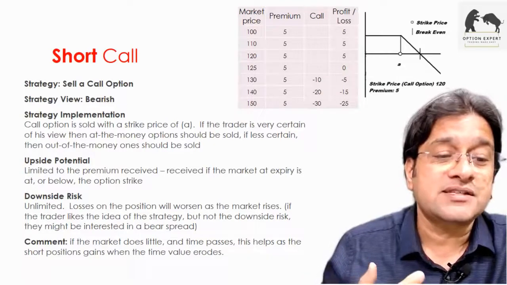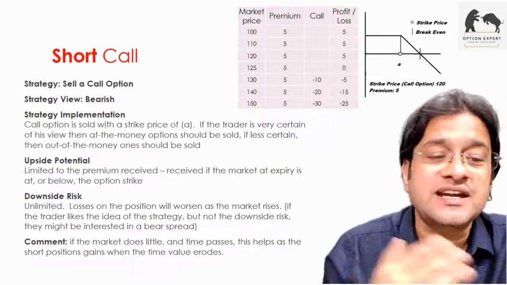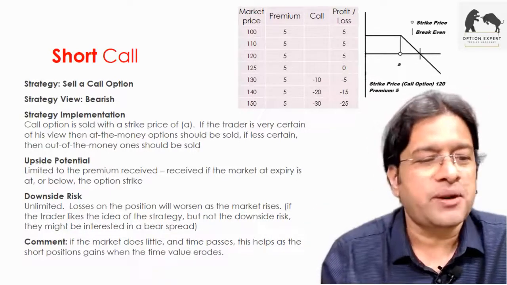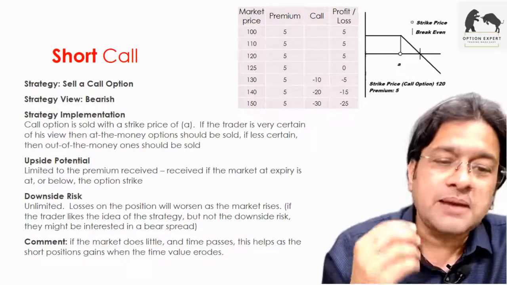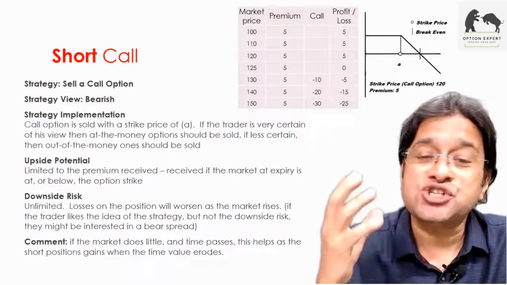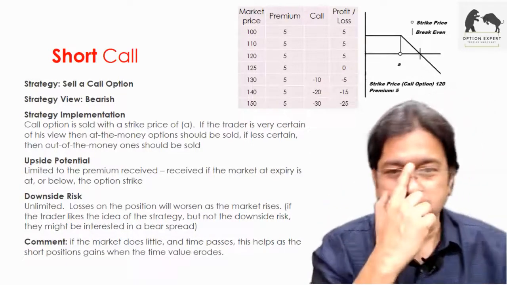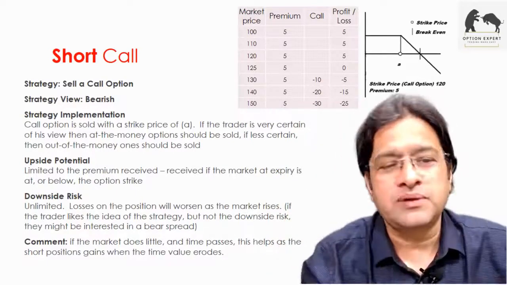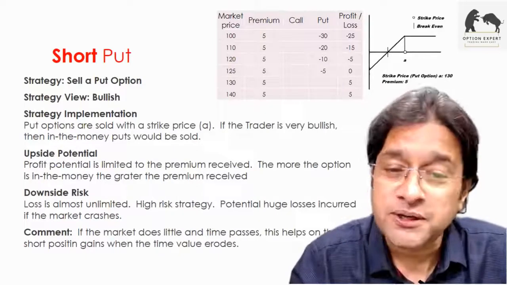If the trader thinks that there is a downside risk, then he might be interested in a bear spread. He might actually cover it, or he might actually go for a bear spread. If the market loses little and time passes, this helps as the short position gains from the decay. By shorting, you are actually the beneficiary of time value decay. This is about shorting. Now let's look at shorting a put.